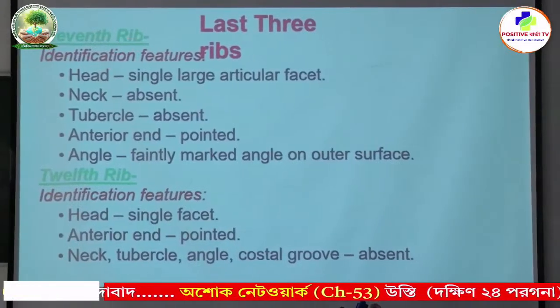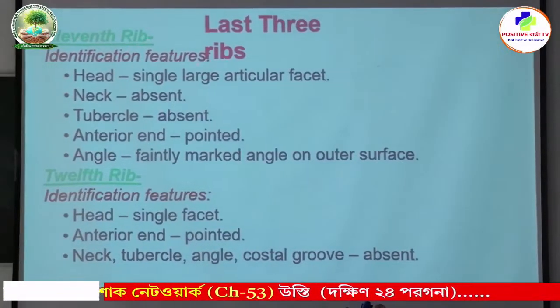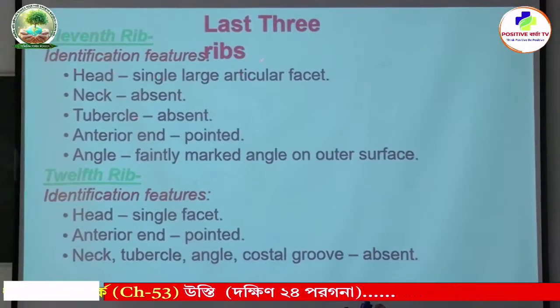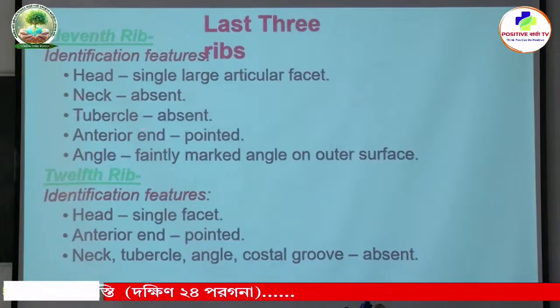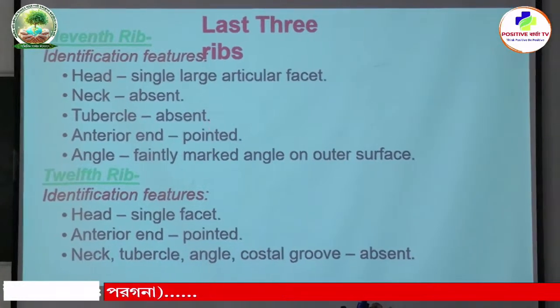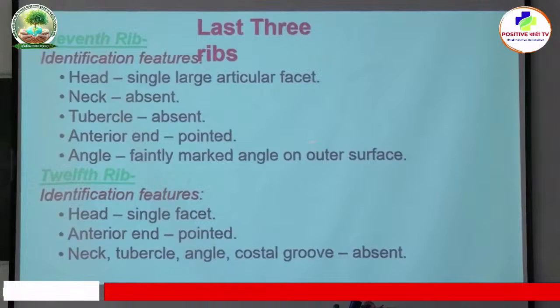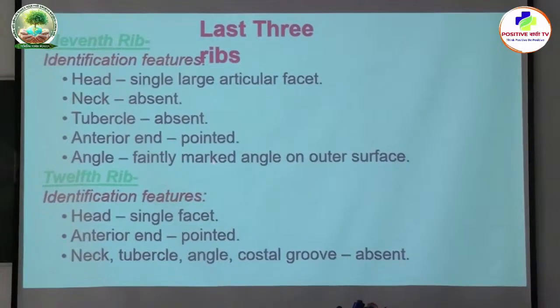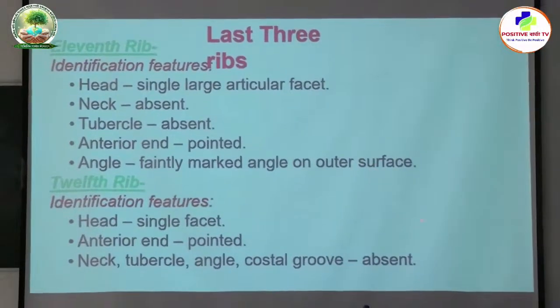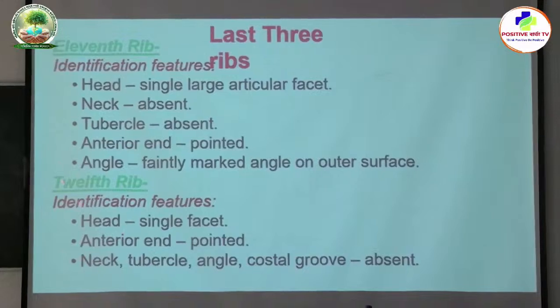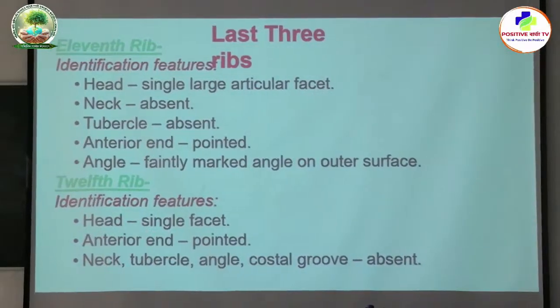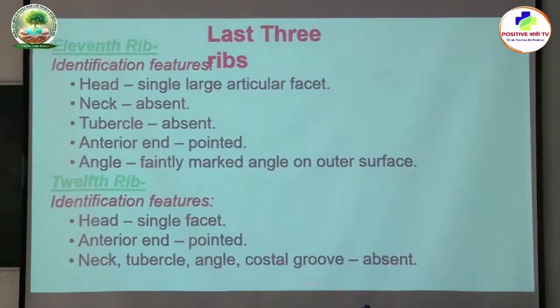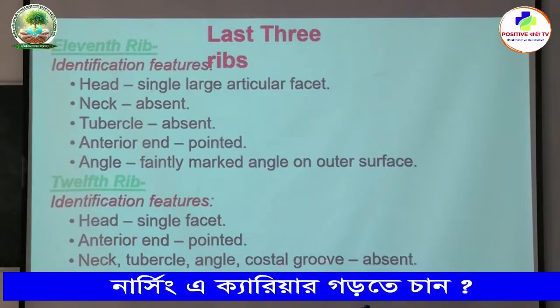Next we go to the 11th rib. What are the identification features? The head has a single large articular facet, the neck is absent, the tubercle is absent, the anterior end is pointed, and the angle is faintly marked on the outer surface. 12th rib identification features: the head has a single facet, the anterior end is pointed, and the neck, tubercle, angle and costal groove are all absent in the 12th rib.